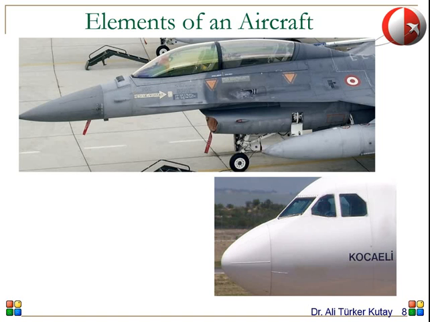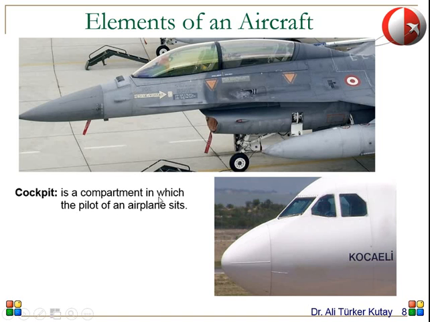Okay, so the next element of an aircraft is the cockpit. Cockpit is a compartment in which the pilot of an airplane sits. So this is the cockpit of this aircraft. This is an F-16, the two-seater version. So two pilots can sit in this aircraft. So this is the fuselage. And this is a passenger airplane. And this is the cockpit of this airplane. The pilots sit in that area.